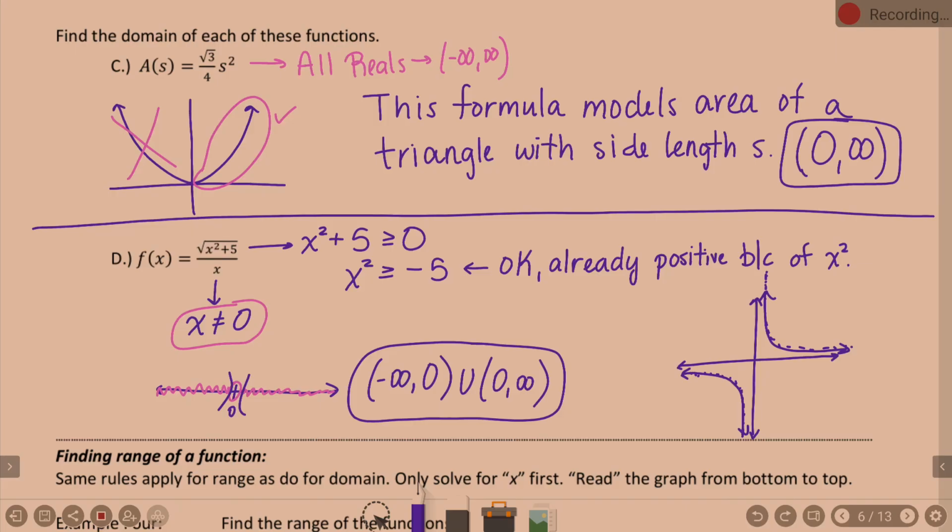I do expect you guys to look at the graphs, but I do not encourage you to only use the graphs. That's where we run into problems. Okay, questions on that one?